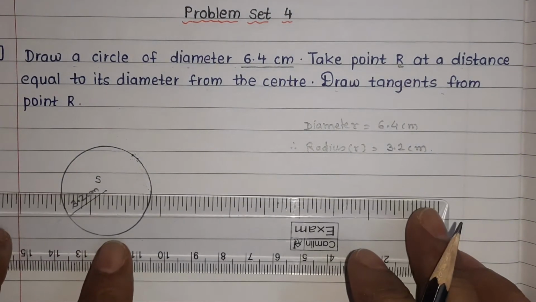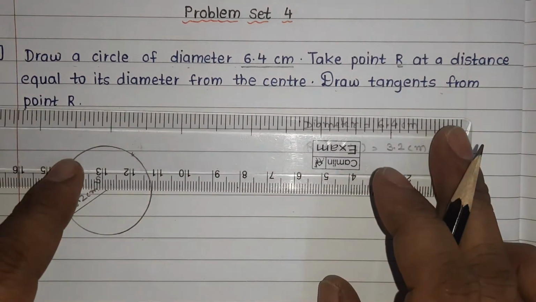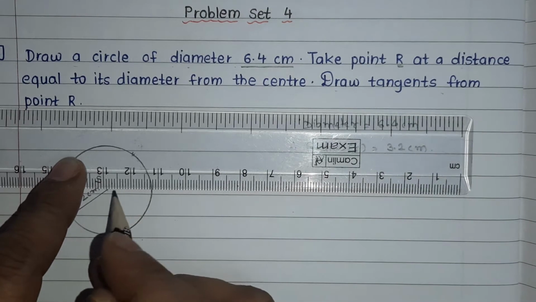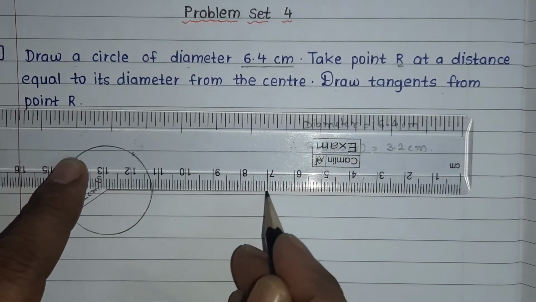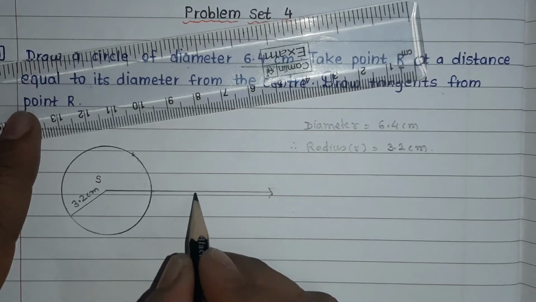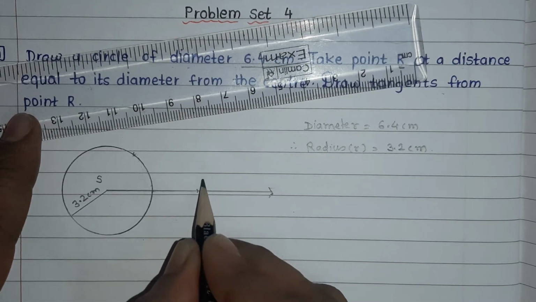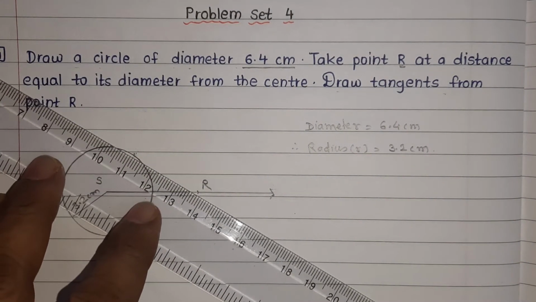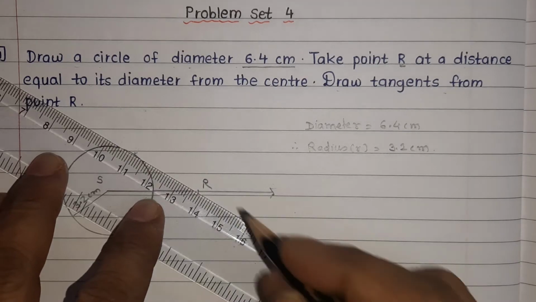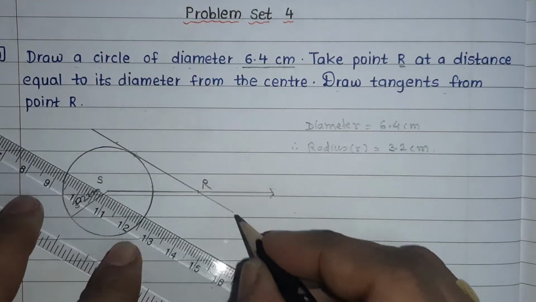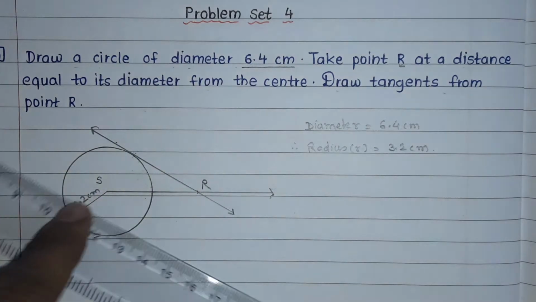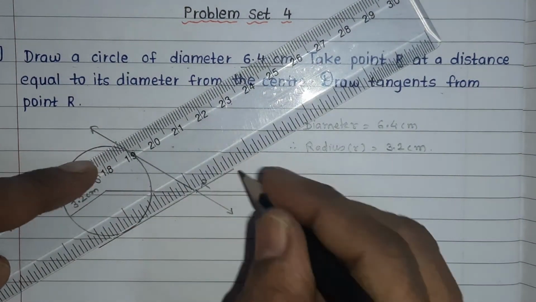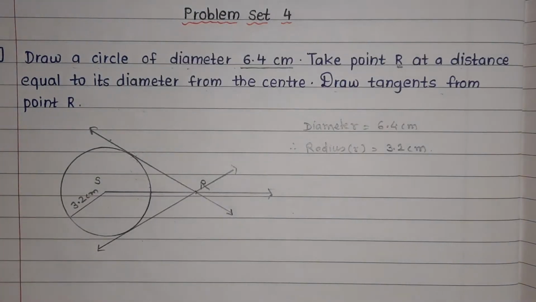From this point S, we have to take a point R which is equal to the diameter. That means, see here, we have to take a ray and here it is point R. Now from this point R, we have to draw a tangent. And when the point is outside the circle, all of you know that we can draw two tangents to the circle like this. This is an analytical figure. Now we have to draw the final figure.